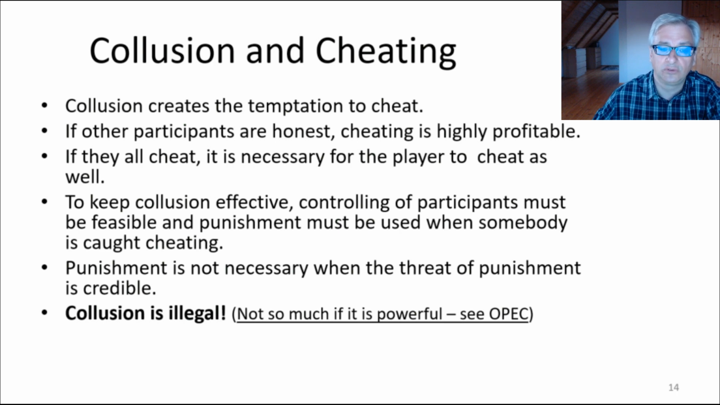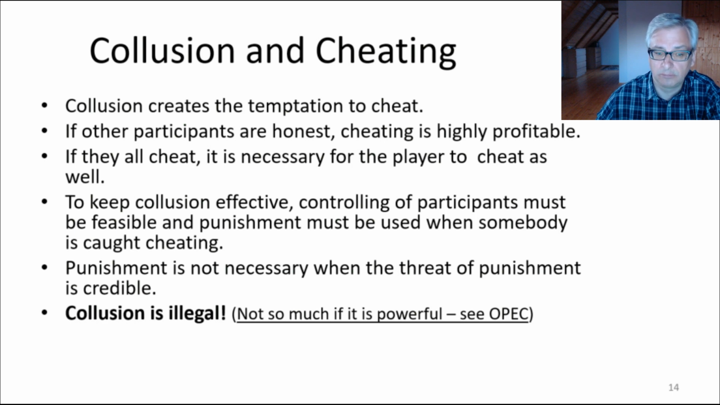So to keep the collusion effective, there must be some mechanism to control whether someone is complying with the agreement or not, and there should be some possibilities for others to punish the cheater. Otherwise, the monopolistic collusion wouldn't work. Actually, punishment is not necessary if the threat of punishment is credible. In other words, if the market participant knows that others may punish him for cheating, they wouldn't cheat.